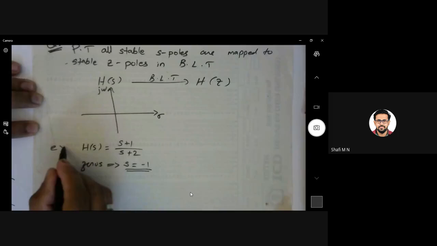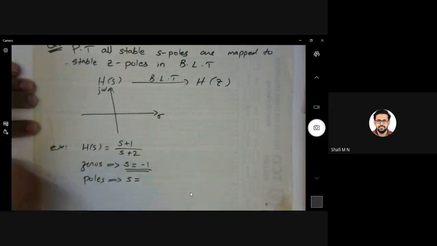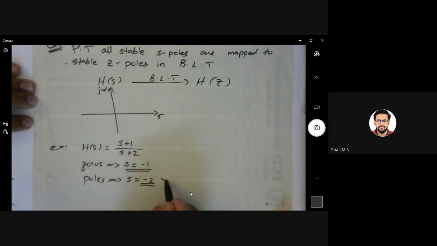This particular example. Now, what is the pole? There is only one pole. Pole implies the value of s for which your transfer function would become infinity. That means the denominator has to become 0. If the denominator is 0, the total function will be infinity. So the denominator is 0 when s equals -2. So this is referred to as the pole and this is referred to as the zero.